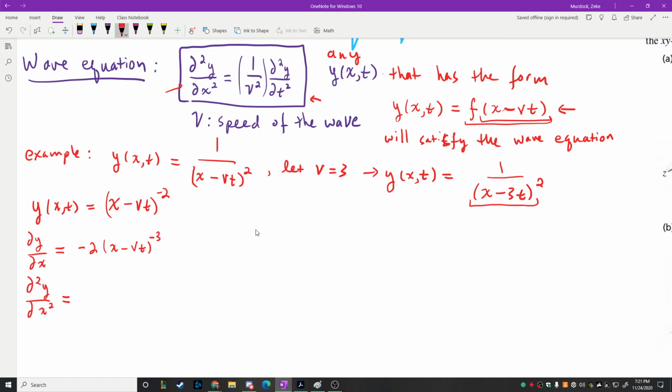So negative 3 times negative 2 is positive 6, and then we have x minus vt to the negative 4 now, right?